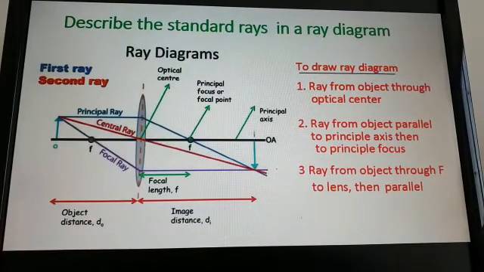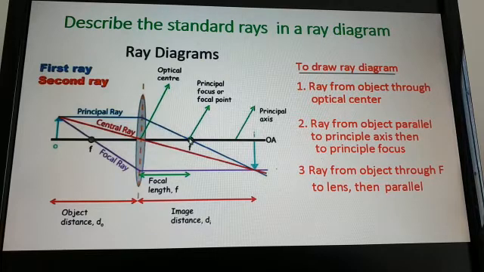Now we have to describe how to draw a ray diagram. Here it is showing how to draw a ray diagram. The first one is a ray from the object to the optical center. This is called the optical center, here it is marked. The ray goes from the object through the optical center. The second ray is the ray from the object parallel to the principal axis, and then to the principal focus F.